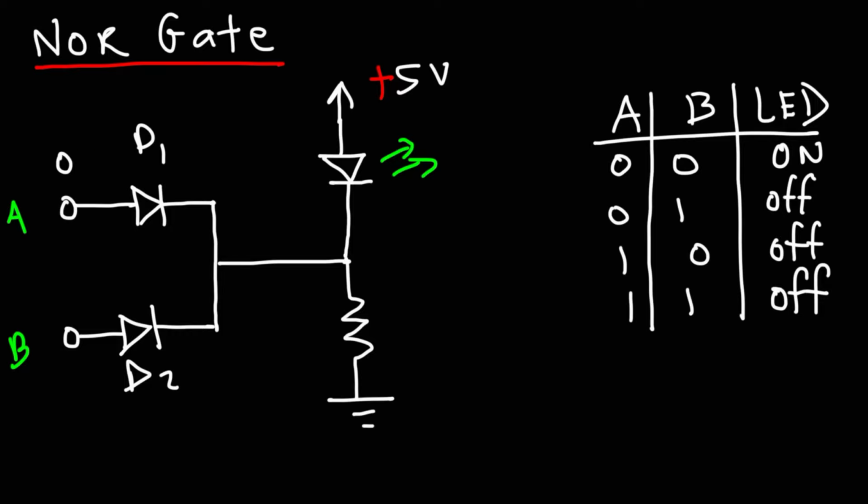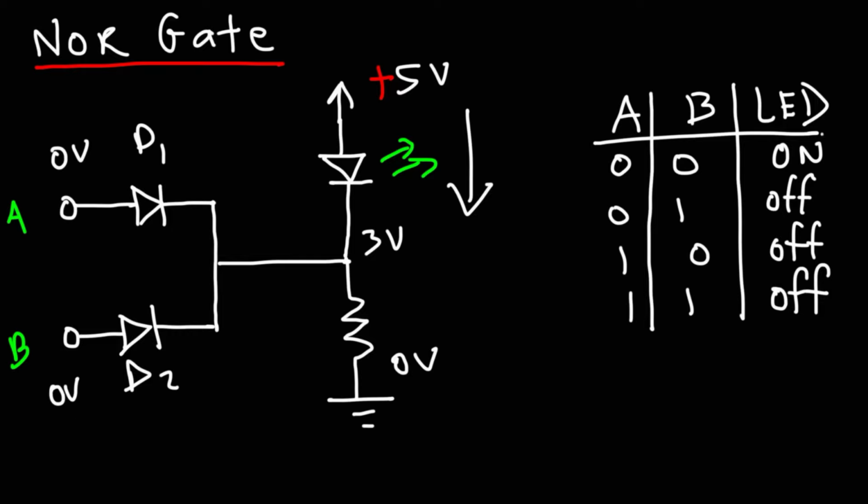Now let's see what happens when both A and B are 0 volts. Now keep in mind that the ground is at 0 volts. Because these two are at the same potential, no current will flow through D1 or D2 to go to ground. Because current flows only when there's a potential difference. There's no potential difference between A, B, or the ground. So current can only flow this way, from 5 volts to 0 volts, which means the voltage below the LED will be close to 3 volts. Thus the LED will be on.